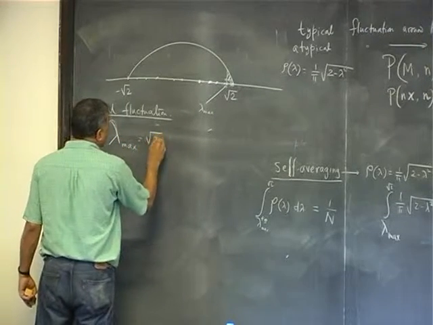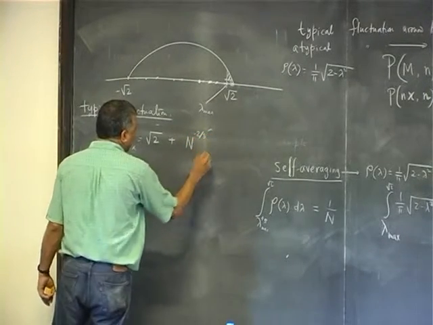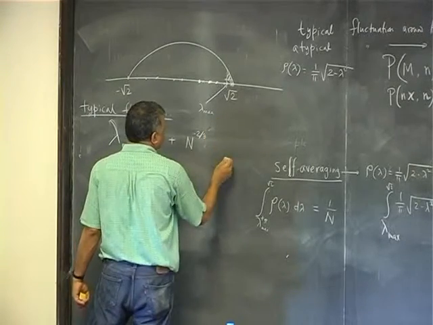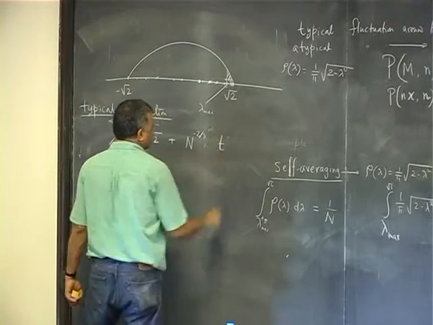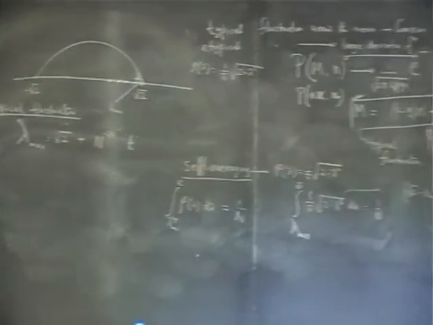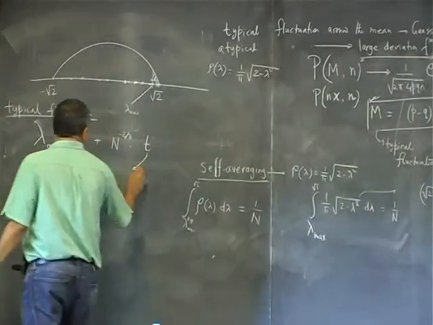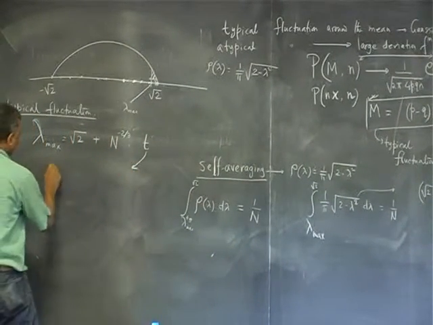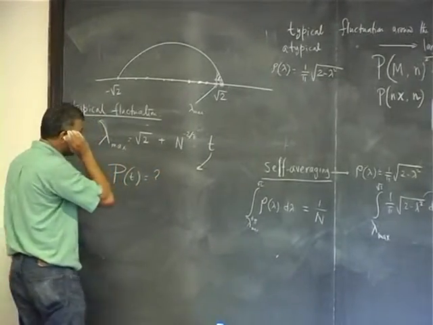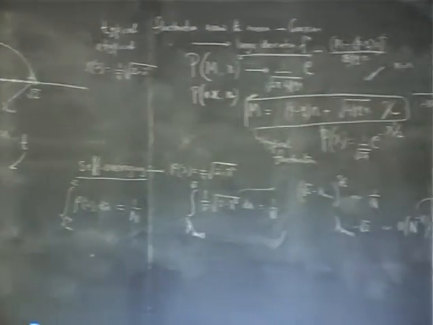This should be root 2 plus n to the power minus 2/3 times some random variable, which I'll denote by, I don't know what, t, let's say. So this is a random variable. This is the analog of this chi. This chi had a Gaussian distribution, and here the t will have a similar form, with an independent distribution, p of t. And the question is, what is this p of t? I'm just trying to describe the analog of this Gaussian peak, which is this peak here. Okay?